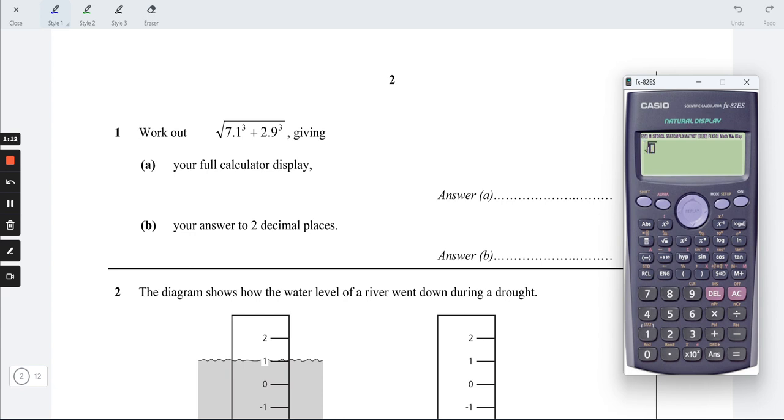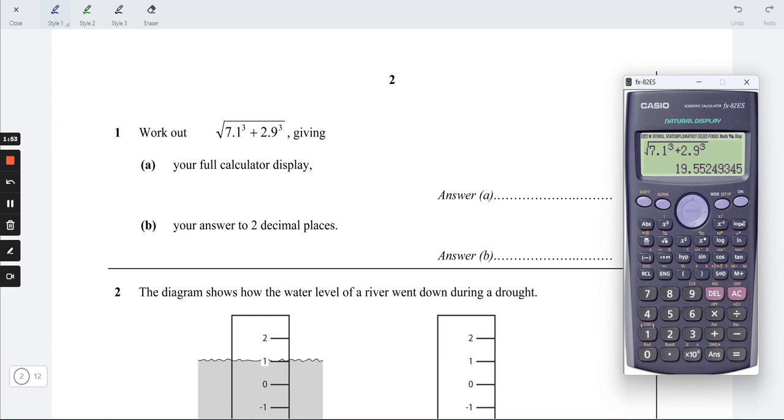Again, under the square root 7.1 to the power of 3, plus 2.9 to the power of 3, equal. The result is 19.552. So we have to write all of these numbers here on the space provided.